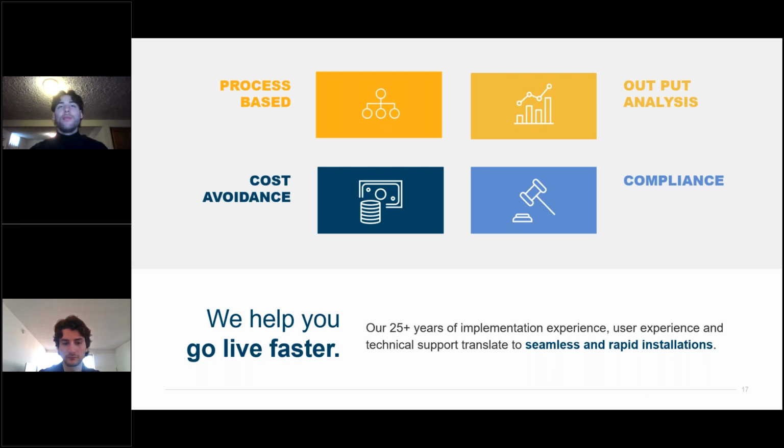Your data really gives you the ability to make quality decisions much faster and really increase efficiency, as well as maintaining cost avoidance. There's no time-consuming configuration or customization on your end, which saves you a lot of time and money. And it's all wrapped in a compliant and safe solution with all of the guidelines that we spoke about before in the last slide. All of this together really helps you go live. We have over 25 years of implementation experience and user experience with technical support, and it translates to seamless and rapid installations that are the fastest in the industry.